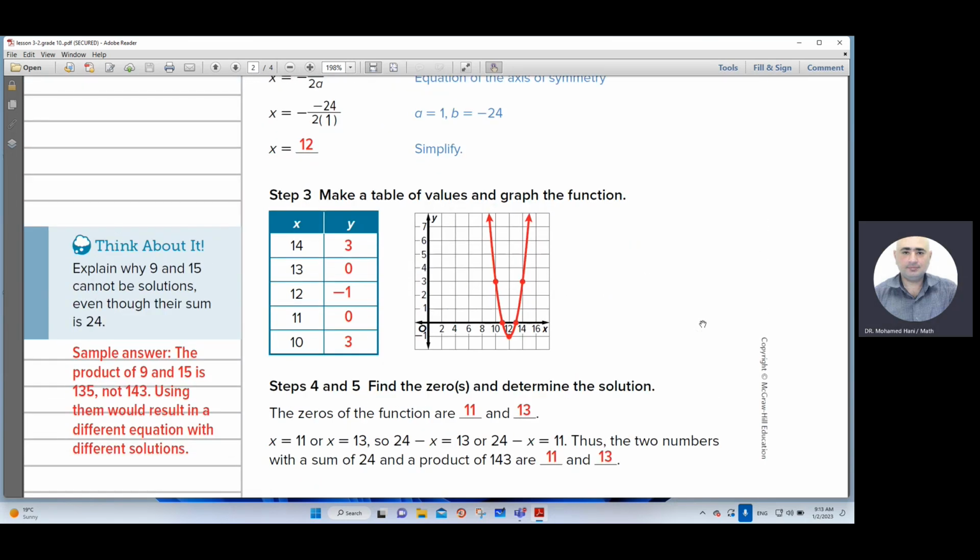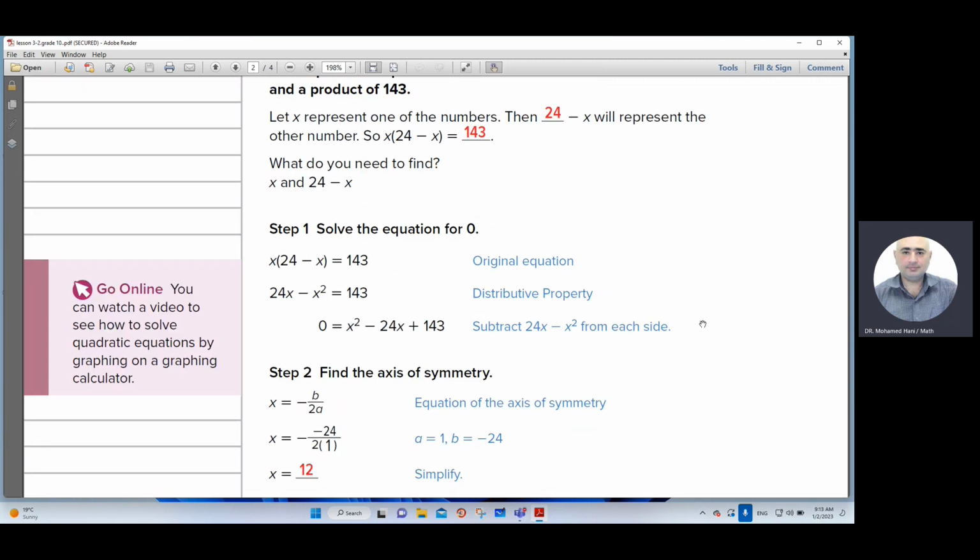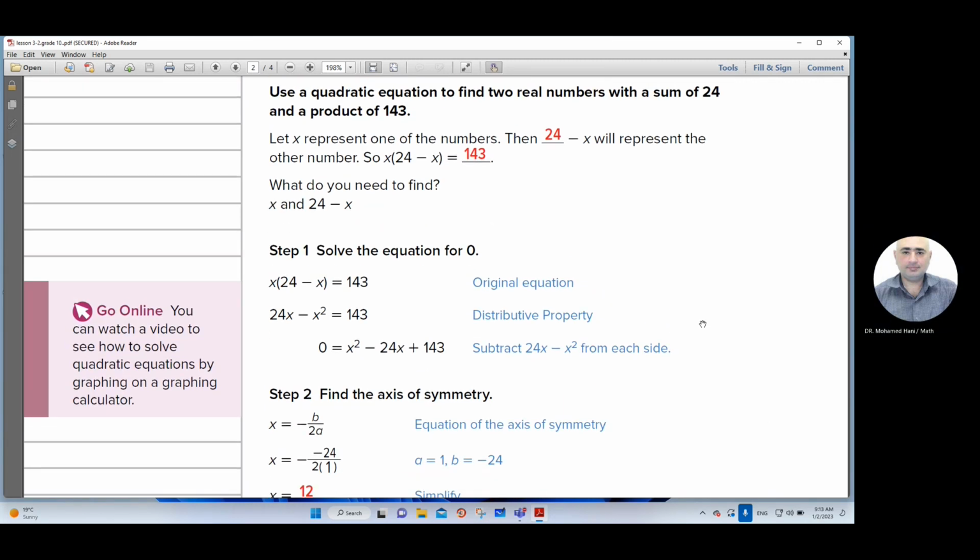Done? You wrote this example? Write this example, please. This is important. Write with me this example. Just write the question. Use a quadratic equation to find two real numbers with a sum of 24 and a product of 143. And here the steps. Okay.